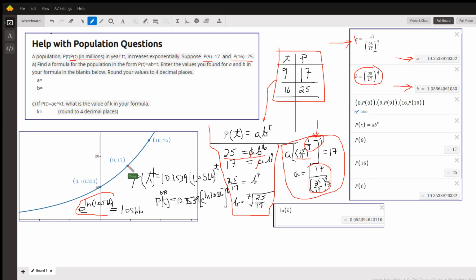Okay, and this graph kind of illustrates that. Here, when t is 9, population is 17 million. When t is 16, 25 million. So that's your answer to this first part right here.